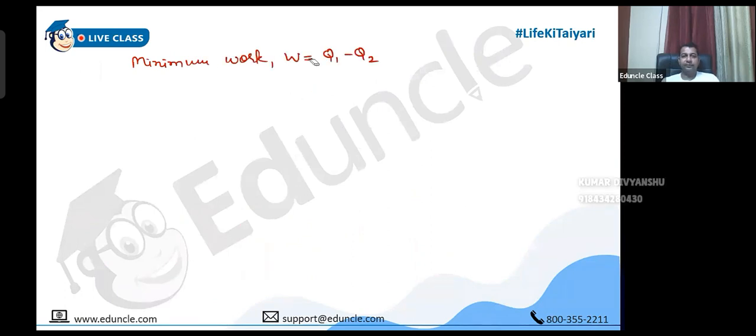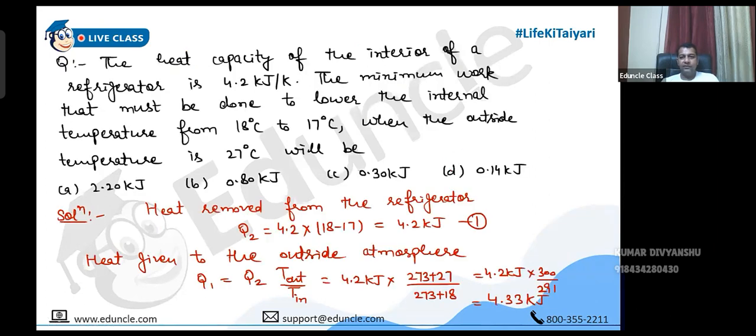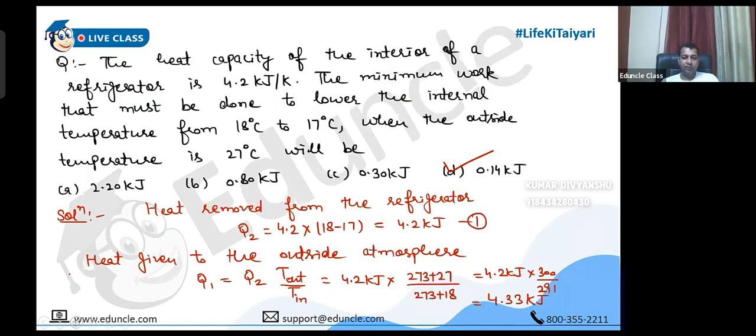This is for the ideal case actually. This is the minimum work, Q1 minus Q2. So it will be 0.13 kilojoule. So the nearest option is this B option. But otherwise we are getting 0.13, so none of the options is nearby.